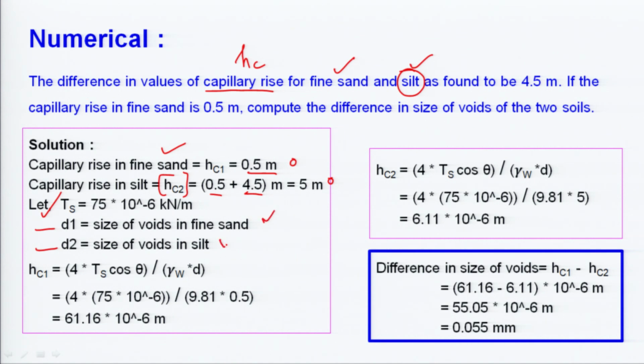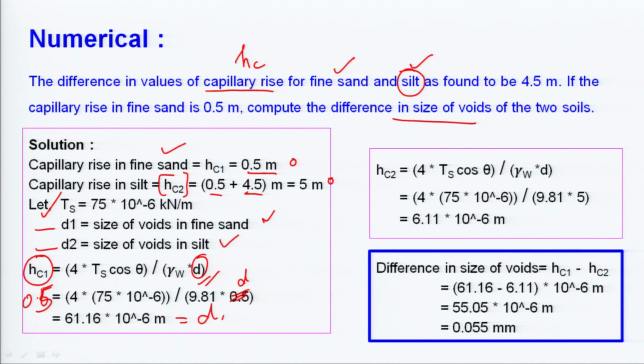So, we are taking these two cases. The rise HC1 is equal to 4 Ts divided by gamma W into D, that is D1. When we put in the values, this D value will come out to be this, with HC1 equal to 0.5, and the value comes out to be this D1.